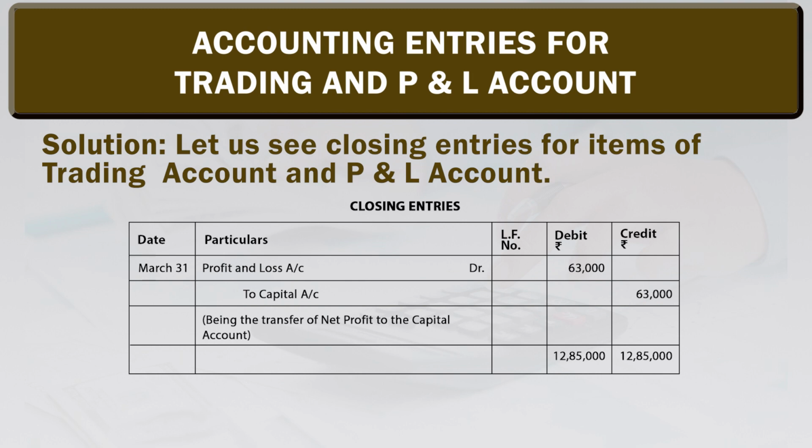Friends, we are having profit of rupees 63,000, and that is why it is shown at the debit side, because there is an excess credit balance of profit and loss account. So, P&L account is debited by 63,000 and this amount will be added to the capital account, 63,000 rupees.